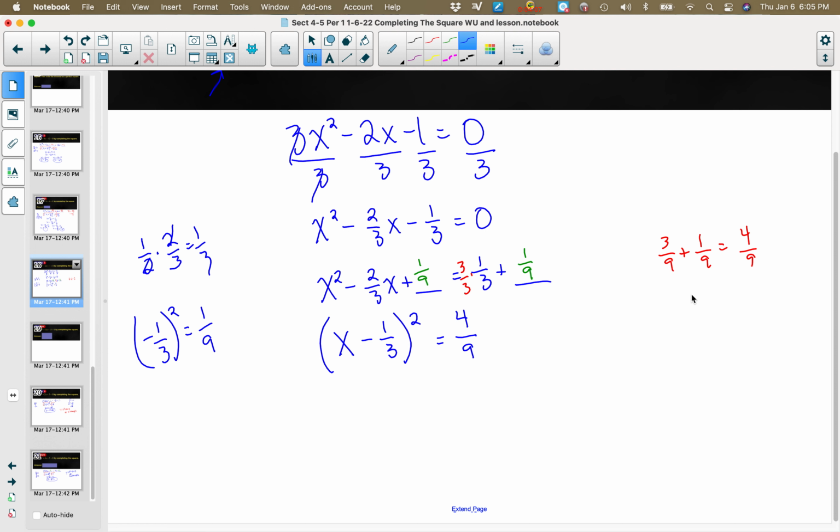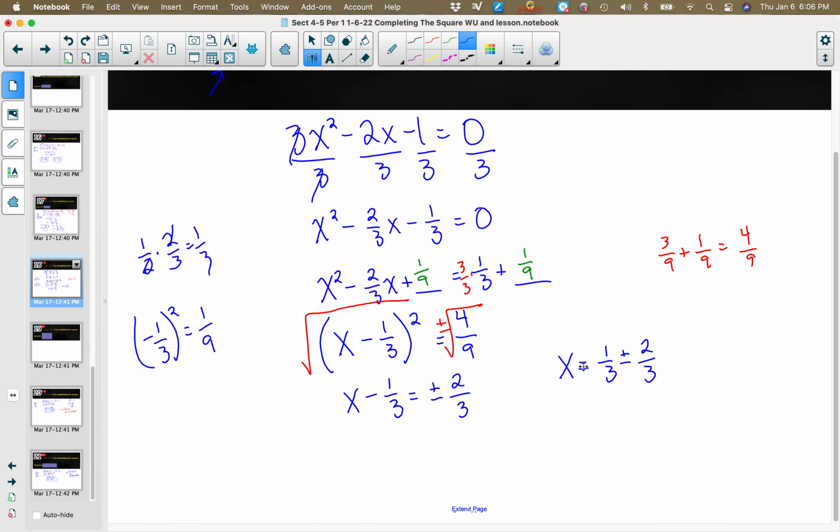Hopefully you see why, because my next step is to square root both sides. Don't forget plus or minus. So here we get x minus 1/3 equals plus or minus, the square root of 4 is 2, the square root of 9 is 3. So last step, add the 1/3 to both sides, so I get x equals 1/3 plus or minus 2/3.